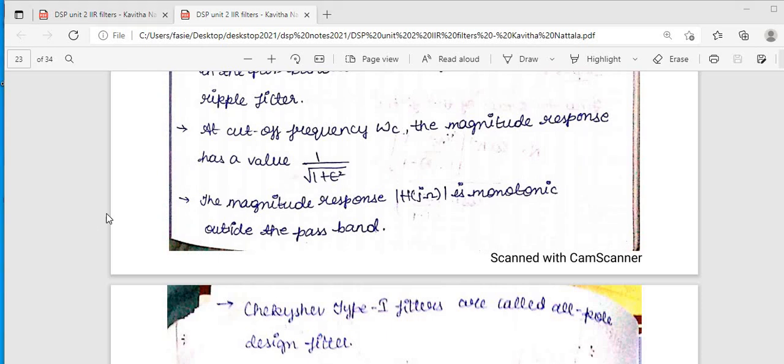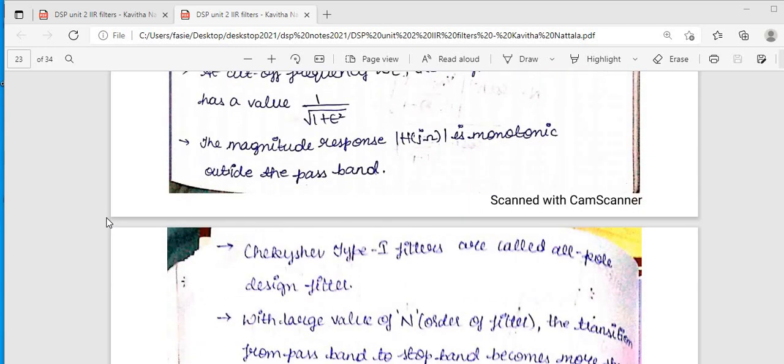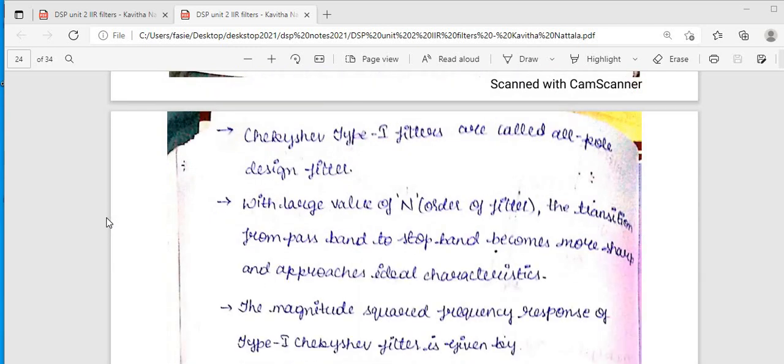Clear? So here we have the magnitude response of that one. It is monotonic outside the pass band. And the cutoff frequency omega c for that type 2 will be the magnitude response that has a value of 1 by root of 1 plus epsilon square, right? Chebyshev type 1 filters are called all-pole design filters with a large value of order n. And how do we find the order basically? That is our more concern.